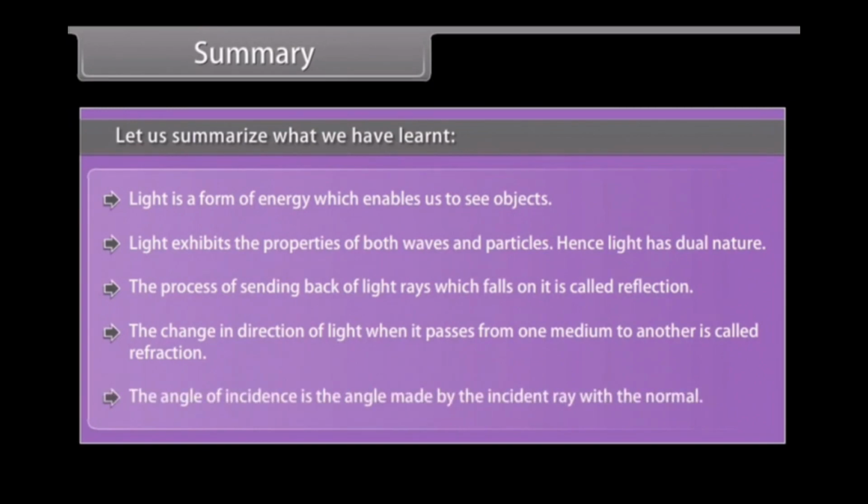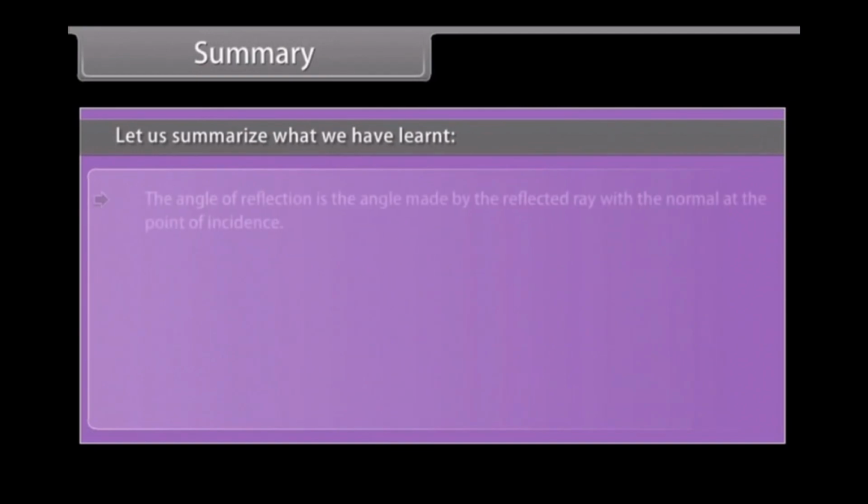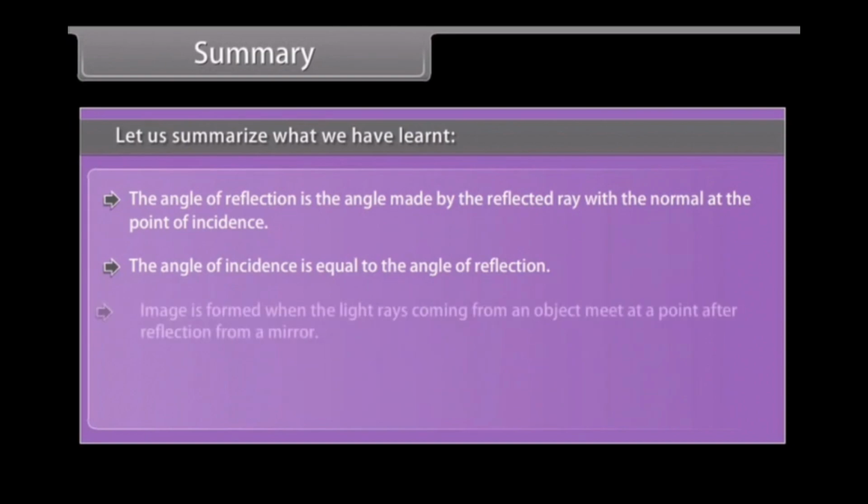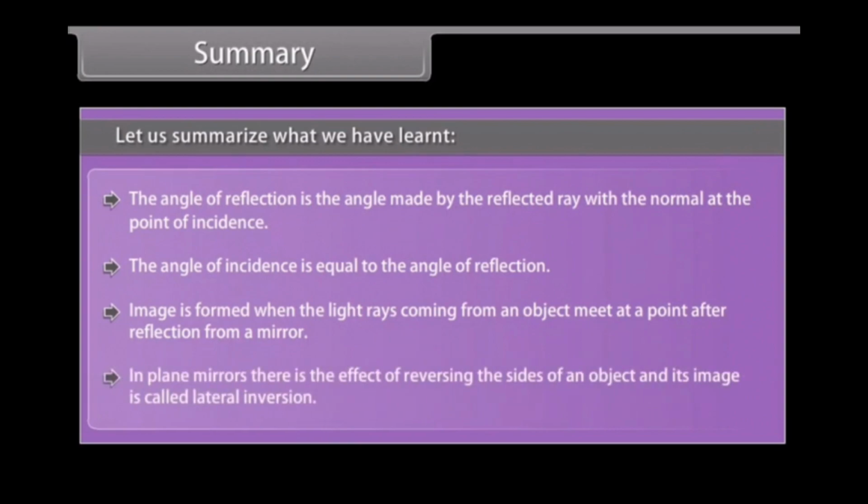The angle of incidence is the angle made by the incident ray with the normal. The angle of reflection is the angle made by the reflected ray with the normal at the point of incidence. The angle of incidence is equal to the angle of reflection. Image is formed when the light rays coming from an object meet at a point after reflection from a mirror. In plane mirrors, the effect of reversing the sides of an object and its image is called lateral inversion.